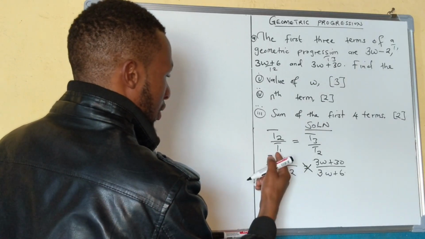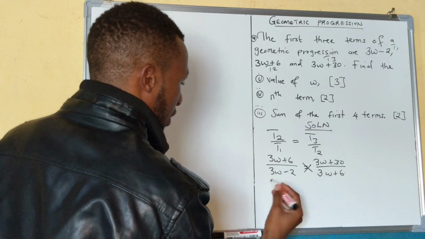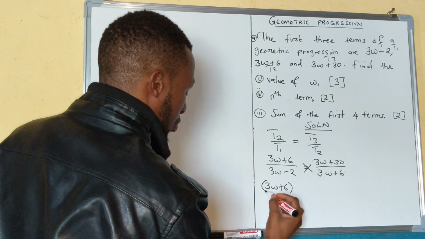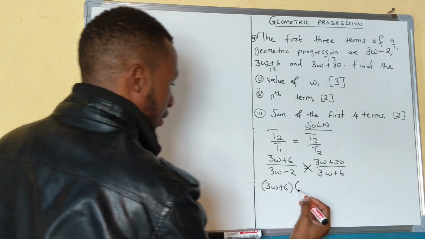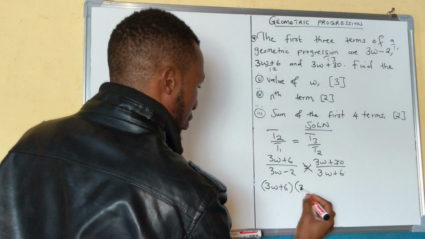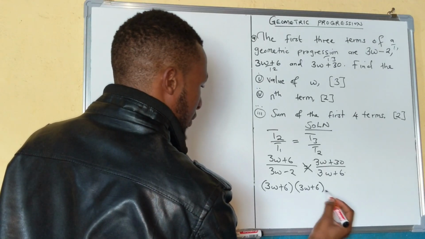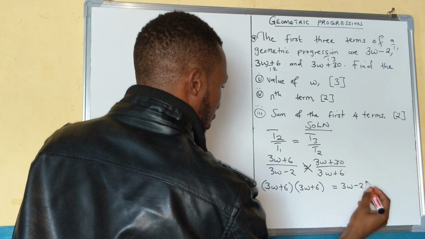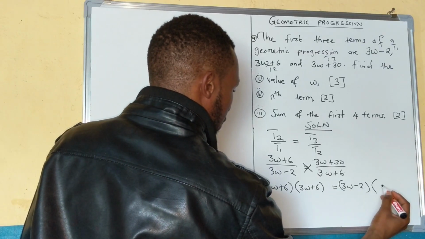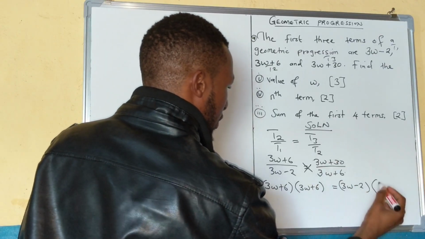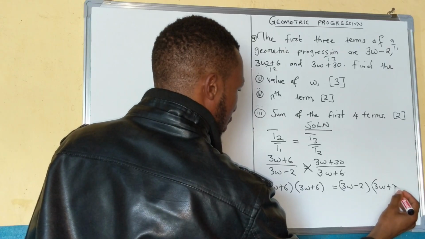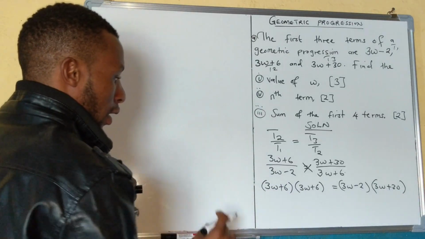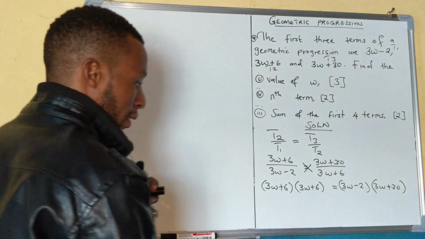So this is multiplied with this quantity: 3w plus 6, I put them in brackets because they are more than one term, so that you don't forget, equals, again in brackets, 3w minus 2 times 3w plus 30. From there we are going to expand.